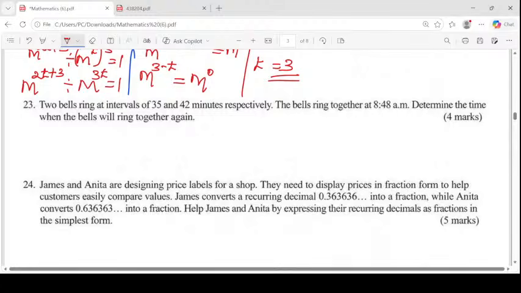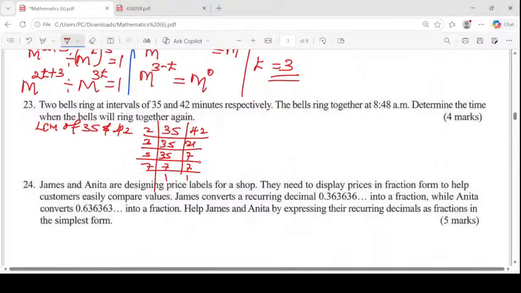So when you look at it, we are going first to get the LCM of 35 and 42. 35 here, 42 here. 2 here, 35, 21. 3 here, 35, 7. 5 here, 7, 7. 7 here, 1, 1. So my LCM will be 2 times 3 times 5 times 7.